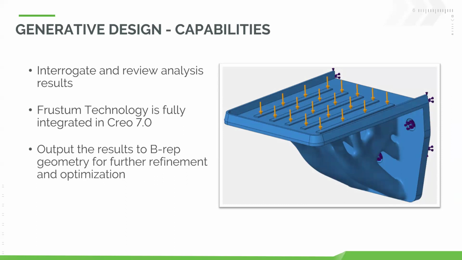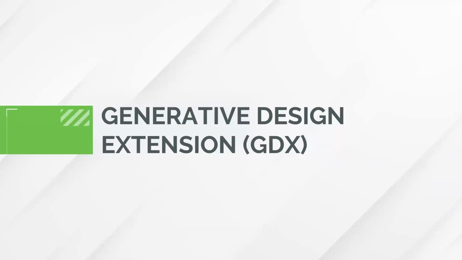You can output results to either a tessellated model or a boundary representation model that you can take for further refinement to be a base that you're going to be using for your design in Creo. And that's all of the main functionality in GTO so far.